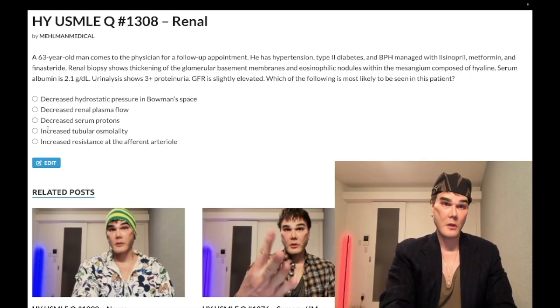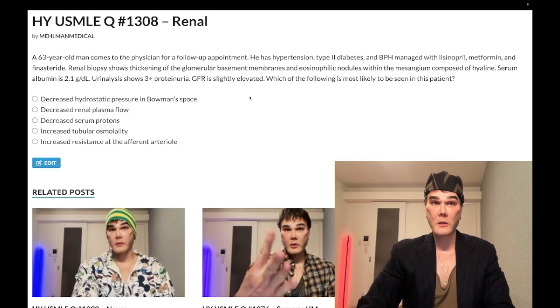Choice C, decreased serum protons, me being an asshole. Wrong answer. There are two reasons it's wrong. One, you've got diabetic issues causing kidney damage, and you know uremia means renal failure, and it's the U in MUDPILES. So if anything, you'd have a high anion gap metabolic acidosis if you had to guess a type of acid-base disturbance here.